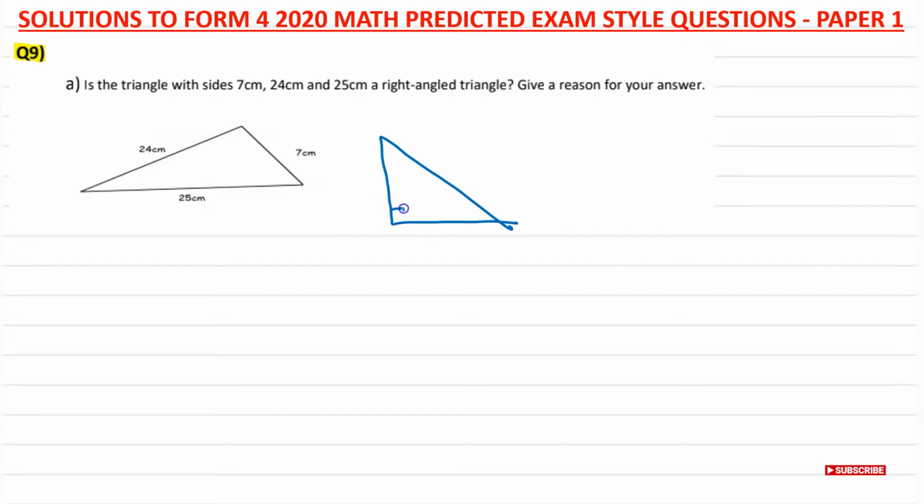What we need to do is label our triangle A, B, and the longest one we call C. If the triangle is a right angle triangle, then C squared is going to be equal to A squared plus B squared. C is the longest one, which means 25 would be the C. So this one is C, this one is A, and this one is B. A and B, it doesn't matter which one is which.